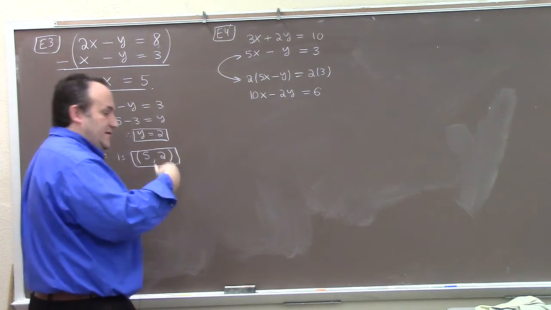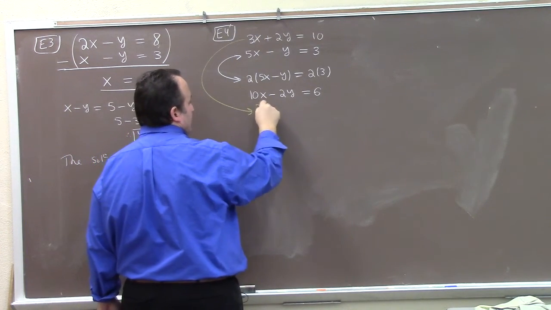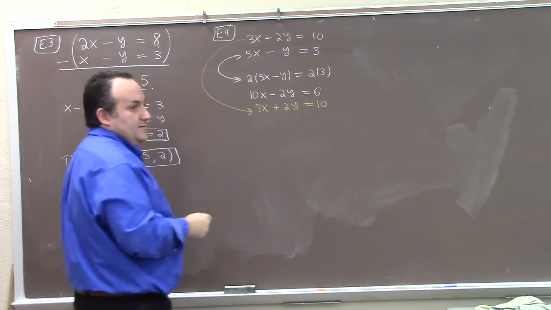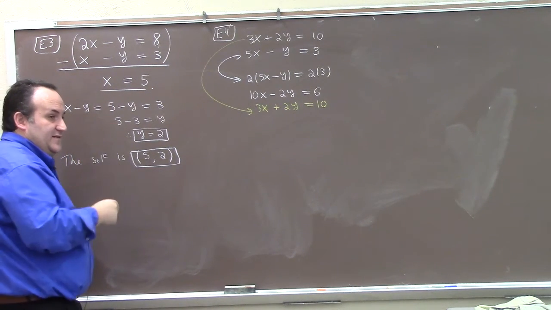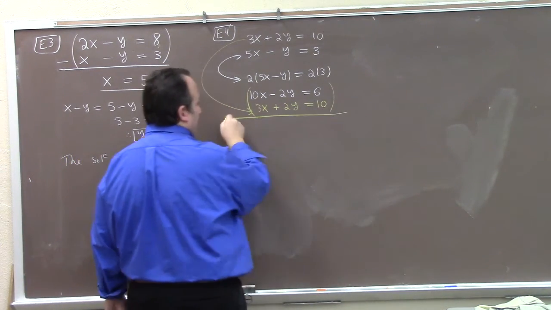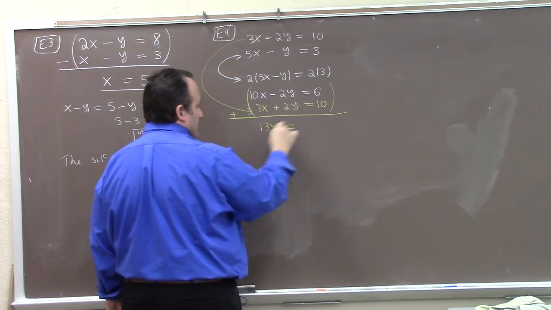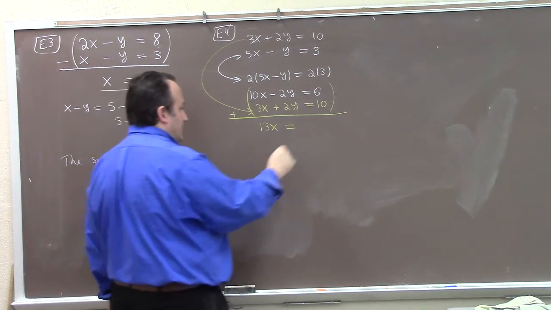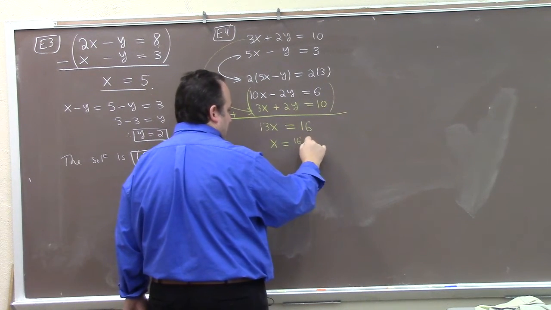So now I'll just write the first equation again down here: 3x plus 2y equals 10. And now what am I going to do? I'm going to add equations, right? Because now I made the coefficients match up. You see that? So what happens? I add. What do I get? I get 13x equal to 10 plus 6, 16, yeah. So what's x equal to? 16/13. Ugly, but true.